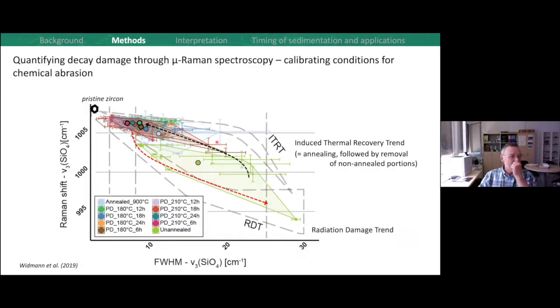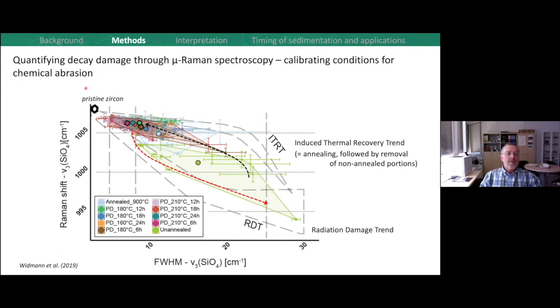And we would like to be able, of course, to quantify this. So this was an attempt. This was a student in my group who did a PhD, and part of his PhD project was the question: can we calibrate the conditions of our chemical abrasion, or tailor our chemical abrasion in a way that it's optimal? For this, we can use a technique called micro-Raman spectroscopy.